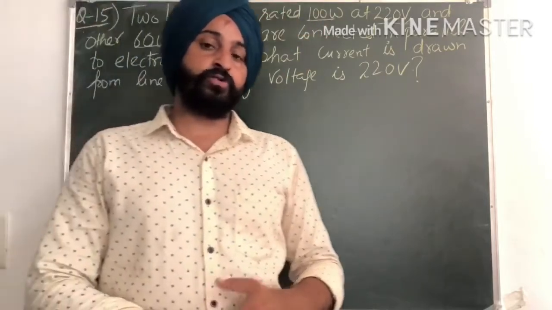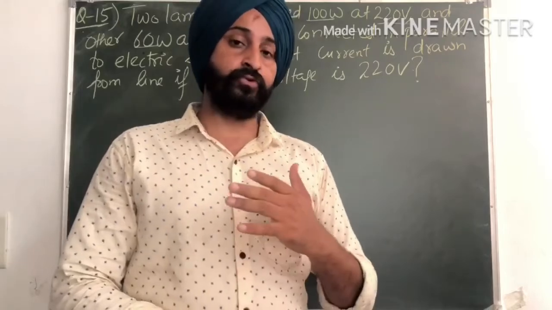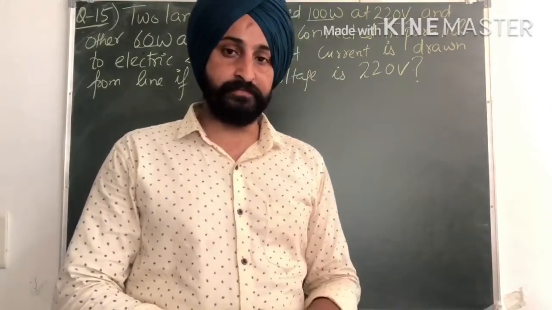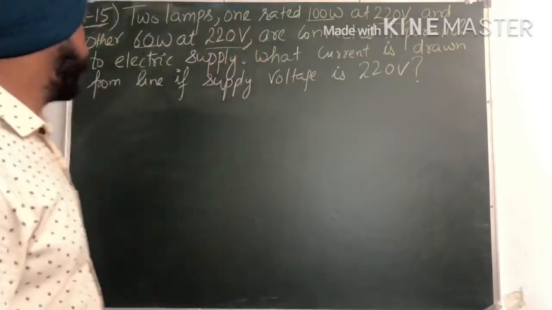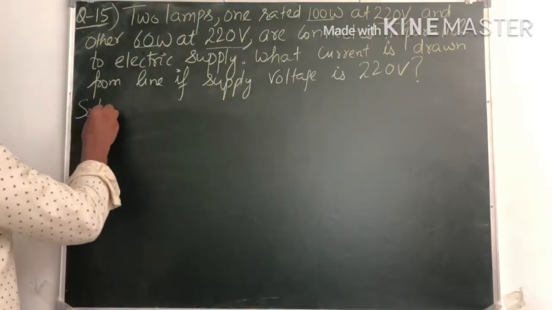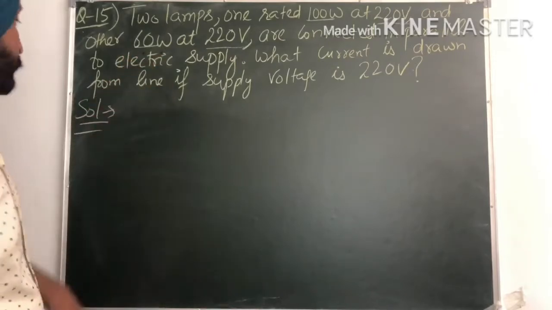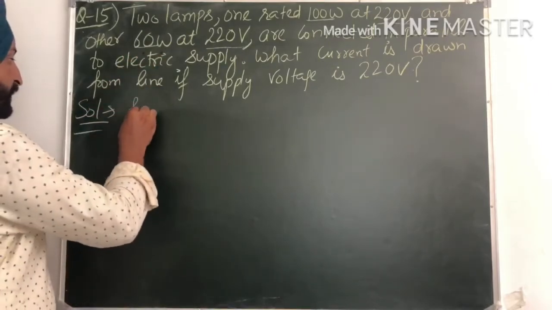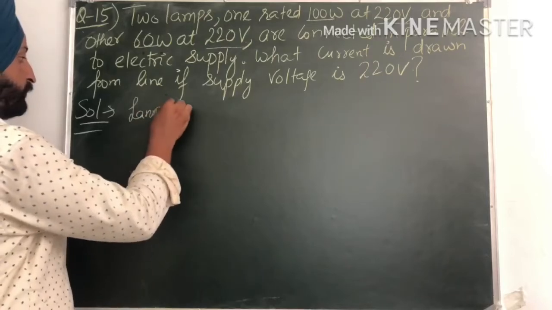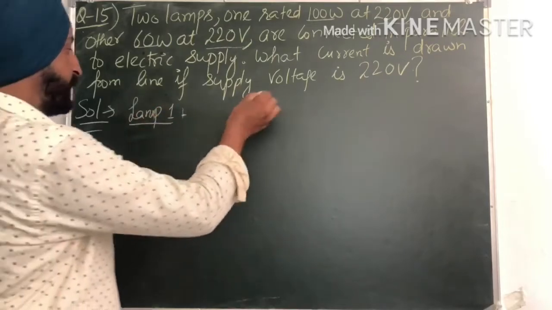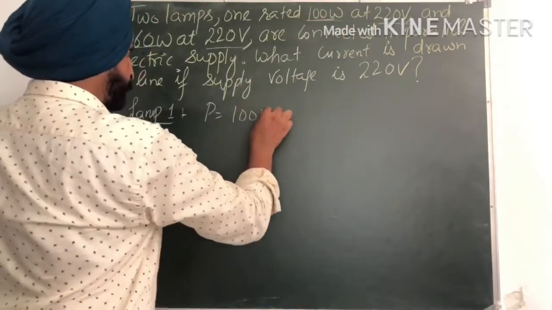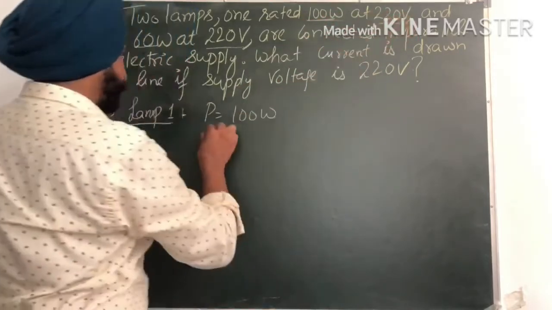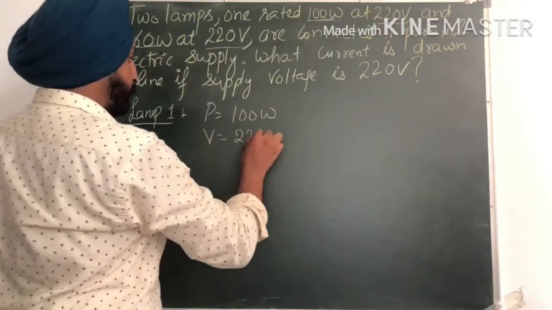Fine. So now to calculate current, we would have to know the resistance of these lamps when their power and voltage are given. So firstly, I will be calculating the resistance of both of these lamps. For the first lamp, I know power is given, that is 100 watt, and potential V is 220 volt.